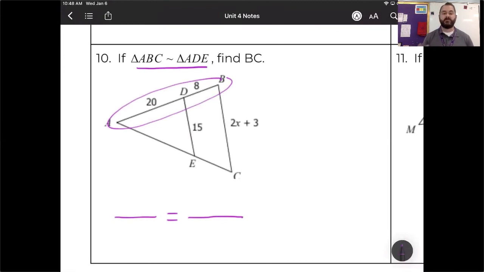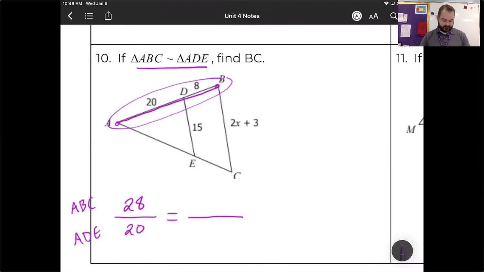So if I wanted to do the ABC values on top and the ADE values on bottom, that's fine, but you need to understand that we're going to compare a full side of triangle ABC to a full side of triangle ADE. So I'm not going to compare 8 to 20 or 20 to 8. I'm going to compare the full side of AB, which is 28, 20 plus 8, over the full side that it goes with, AD, 20. And if you don't set that fraction up as 28 over 20, it's going to give you mistakes.